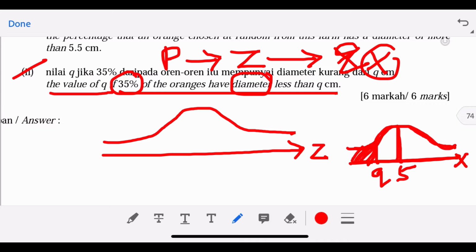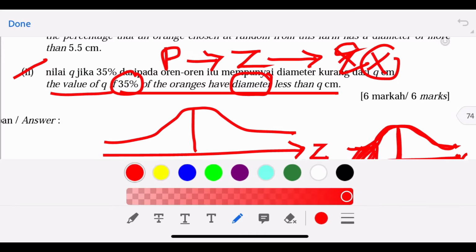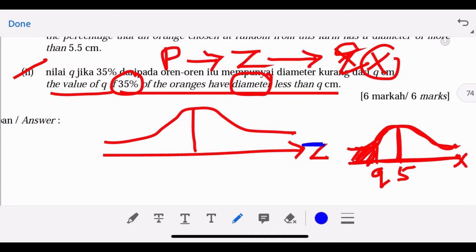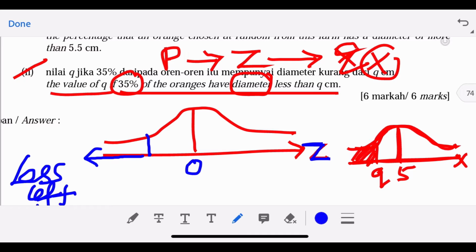Okay, so we have just labeled the Z score. This is a Z score. The Z score here will be 0. Okay, so 35% less, it means to the left. Less is left, shade to the left. So we shade to the left. This is 35%. So percentage is probability, right? So 0.35, 35 divided by 100. So the probability is 0.35 for this area.